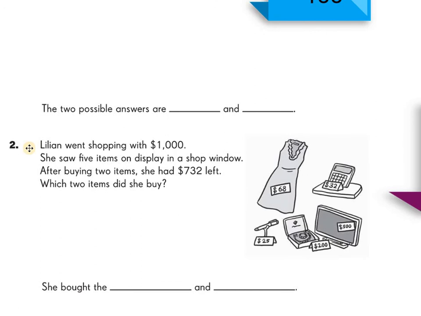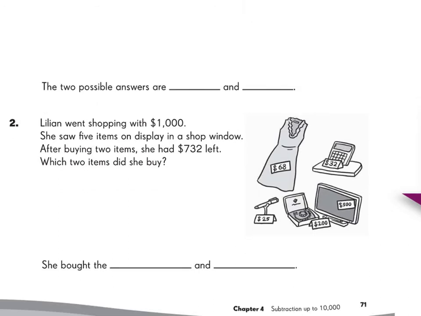It says here, Lillian went shopping with $1,000. She saw 5 items on display in a shop window. After buying 2 items, she had $732 left. Which 2 items did she buy?